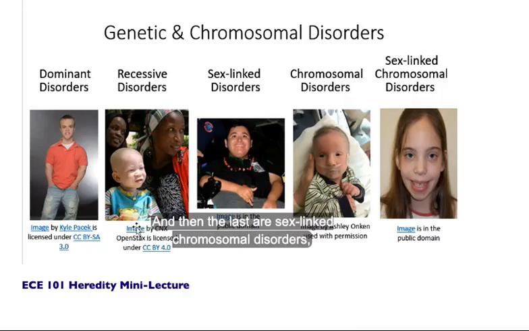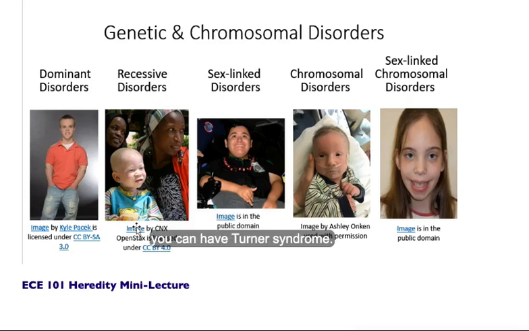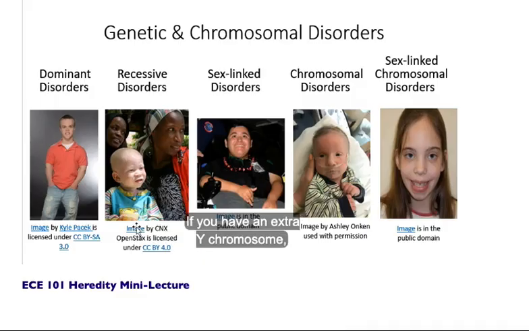And then the last are sex-linked chromosomal disorders. And so this is when that 23rd pair has an issue, right? So the other 22 pairs we're not worried about. It's the sex chromosomes. So if you are missing an X chromosome, you can have Turner syndrome. If you are male and you have an extra X chromosome, you'll have Klinefelter syndrome. If you have an extra Y chromosome, that's called XYY syndrome. And if you're female and you have an extra copy of your X chromosome, such as the young lady on the end there, that's called triple X syndrome.